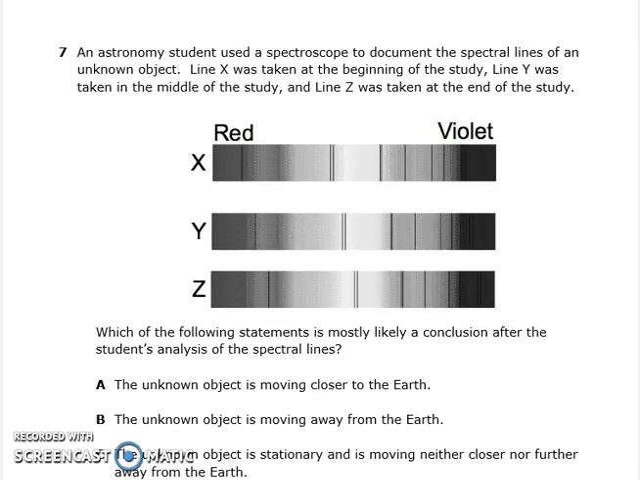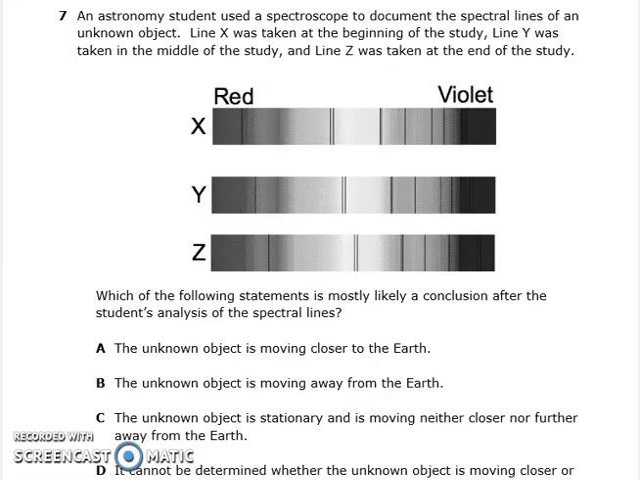Number 7. An astronomy student used a spectroscope to document the spectral lines of an unknown object. Line X was taken at the beginning of the study, line Y was taken in the middle of the study, and line Z was taken at the end of the study. Which of the following statements is most likely a conclusion after the student's analysis of the spectral lines?